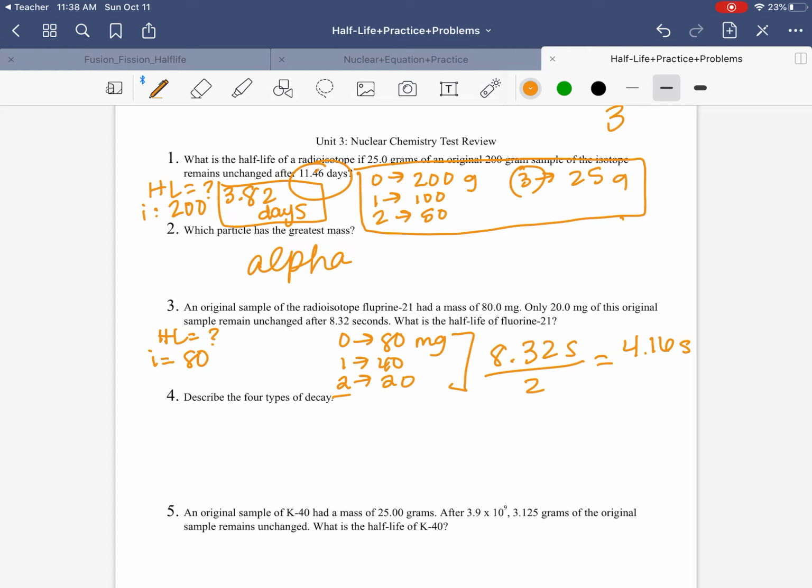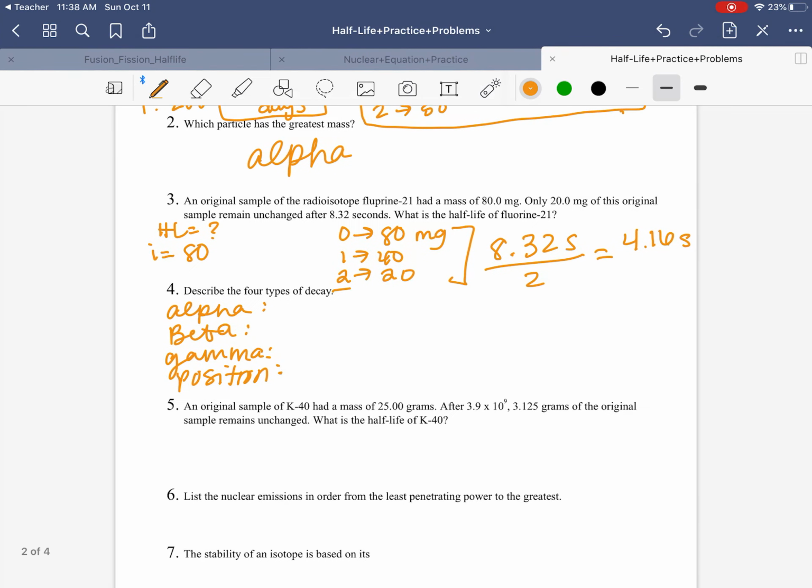Number 4, describe the 4 types of decay. So you're going to tell me what alpha, beta, gamma, and positron are. And this is all from your notes from last week.